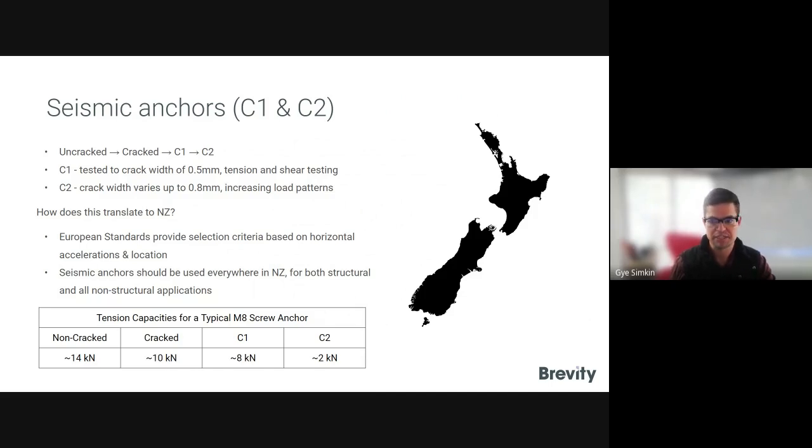That table at the bottom there just highlights that seismic anchors have very, very varying capacities, and seismic anchors are obviously bigger and more expensive than anchors that were traditionally used for commercial interiors.